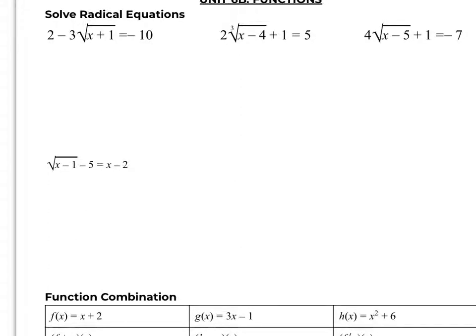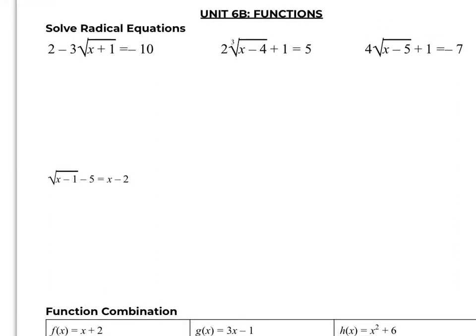Now we're going to review our unit that started us off this semester, which was solving radical equations and different things we can do with functions. So when we're solving radical equations, we looked at mostly square root and cube root. The goal is to get your root by itself.